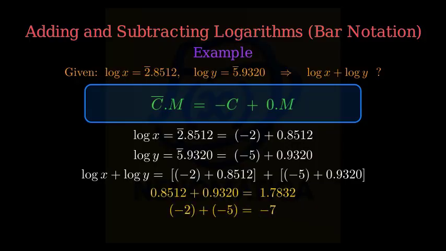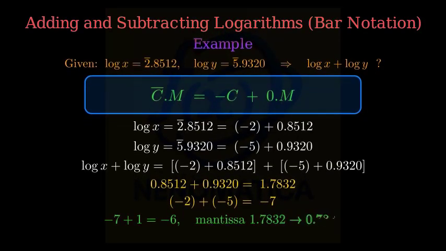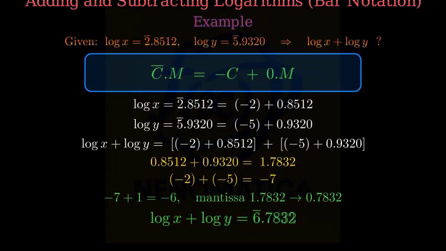Because the mantissa is greater than 1, carry 1 to the characteristic. Negative 7 plus 1 equals negative 6. Mantissa becomes 0.7832. Convert back to bar notation. Bar 6.7832. Now, the subtraction problem.